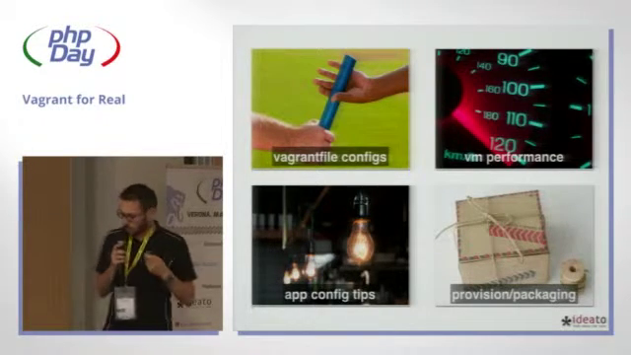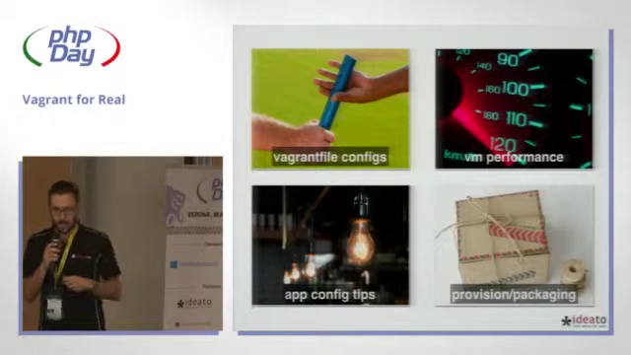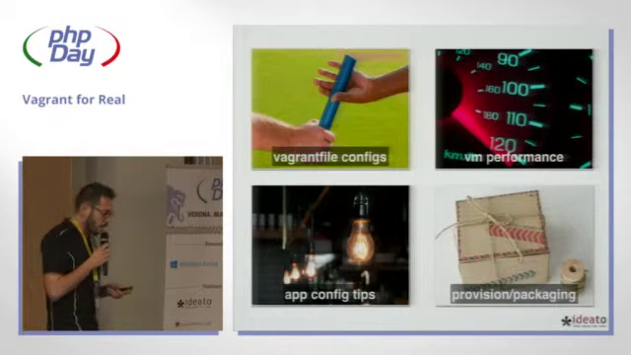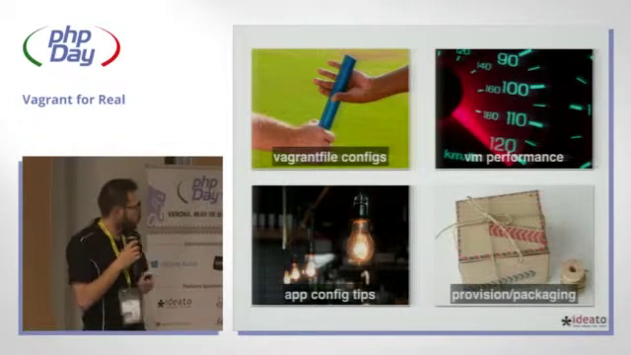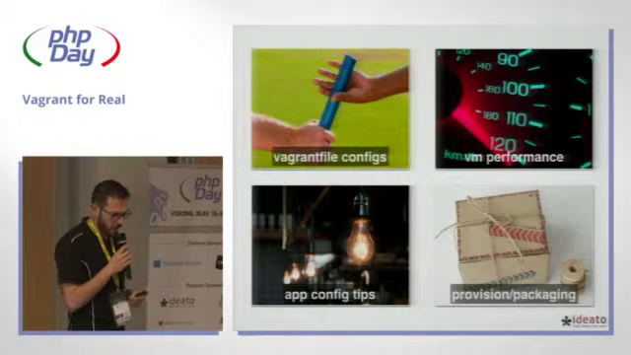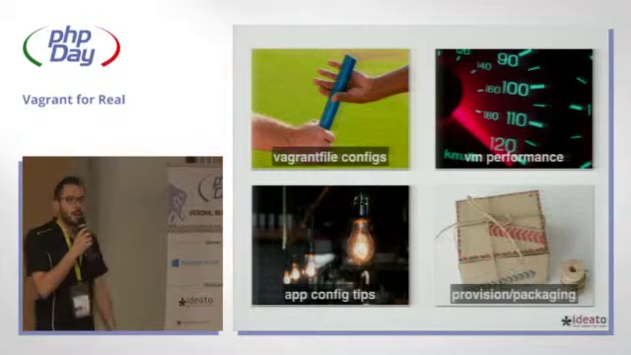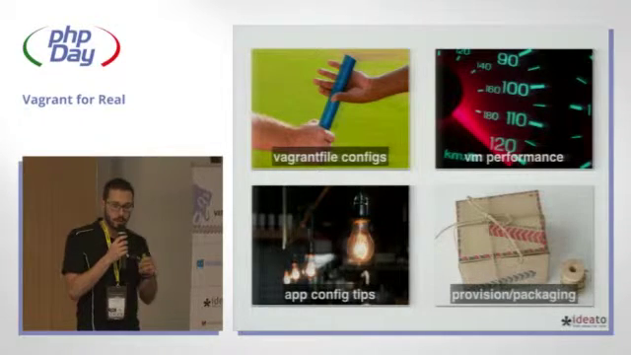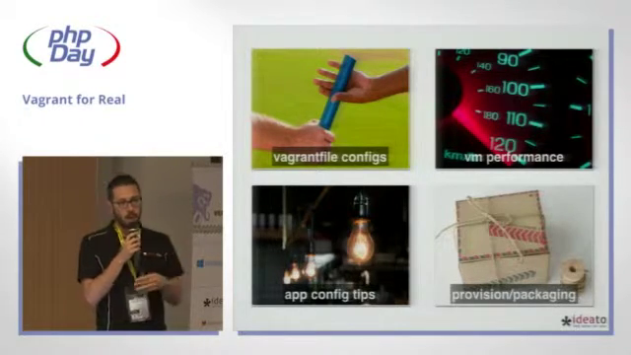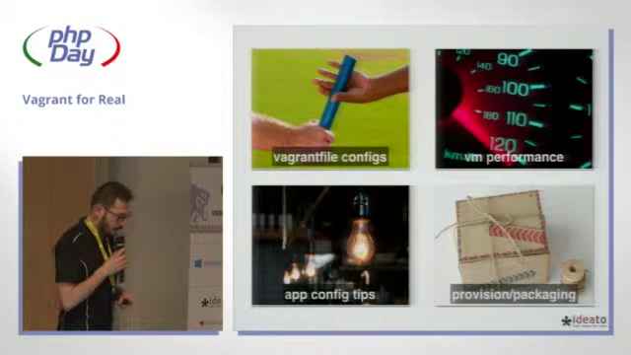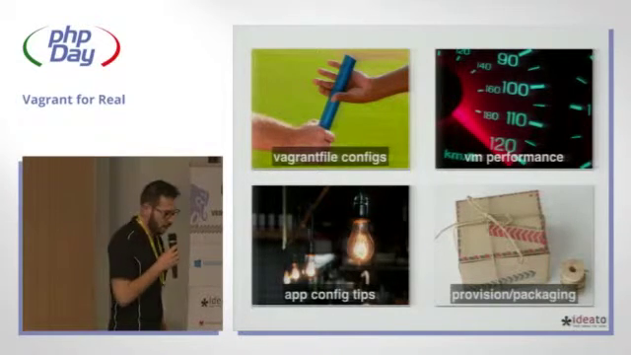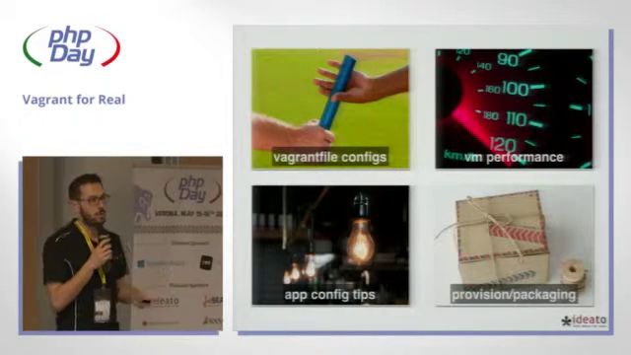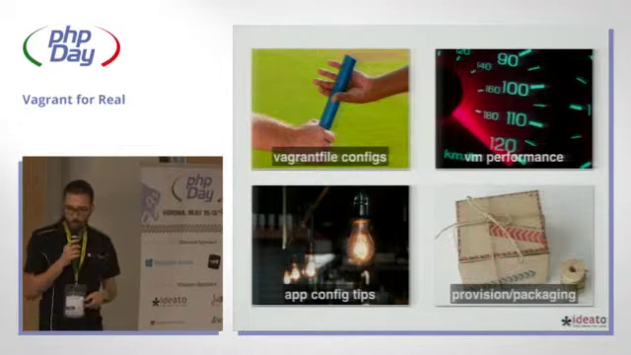Basically, this talk is divided in 4 parts. In the first one, we start with some easy tips about Vagrantfile configuration for portability. Then we'll dive into virtual machine performance. After that, we'll spend a few words on app configuration tips to make working with your PHP application inside the virtual machine easy. And in the last part, I'd like to cover two topics: provisioning and packaging your own virtual machine. So, Riccardo?